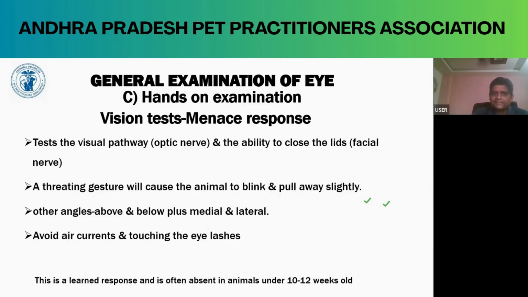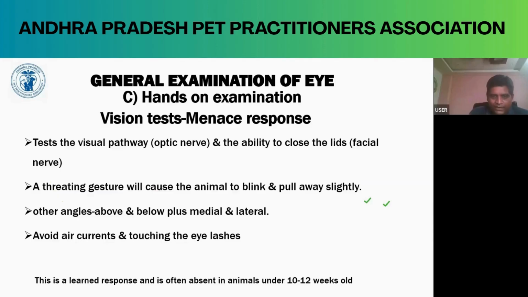It is done to test the visual pathway, that is the optic nerve, and it also checks the facial nerve. The optic nerve is the sensory nerve for vision, and we will see how the menace response occurs in the coming slides. Whenever you are observing the menace response, you have to close the other eye like this. If you want to examine the right eye, close the left eye, and make a threatening gesture. You have to do this both medially, laterally, and also from up and down.